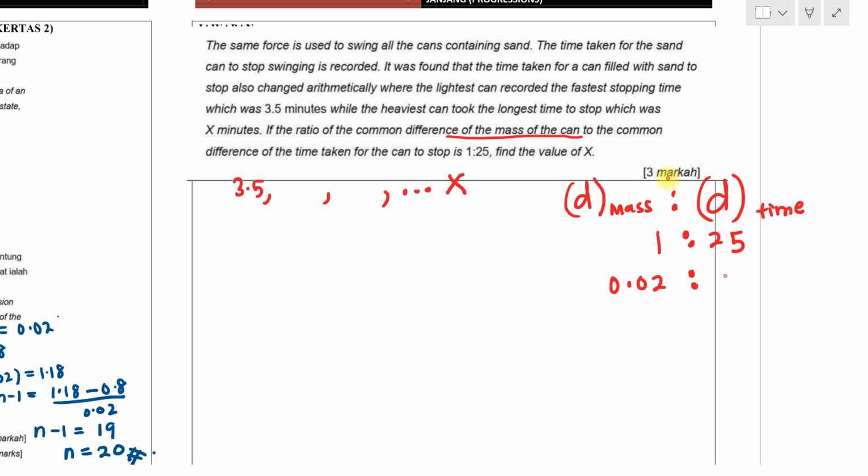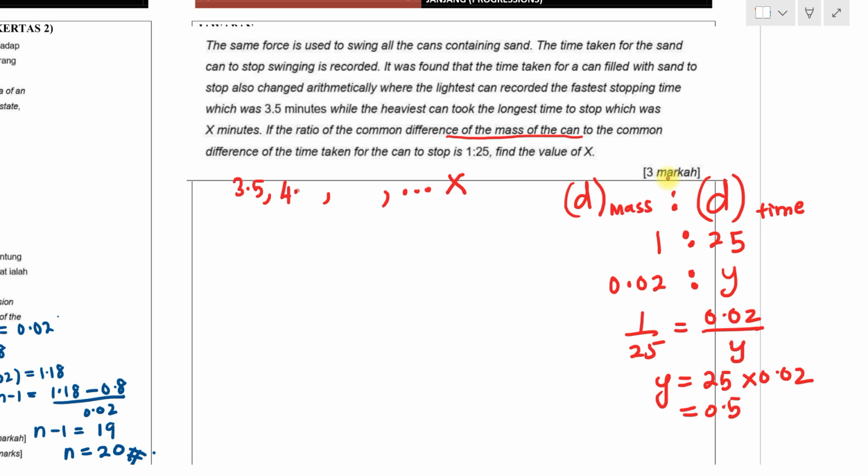This is your, let's say I put y. So 1 over 25 is equals to 0.02 over y. So your y is equals to 25 multiply 0.02. Okay, so 25 multiply 0.02 is 0.5. So the common difference for the time is 0.5. So that means the next one is 4.0, 4.5 like that.